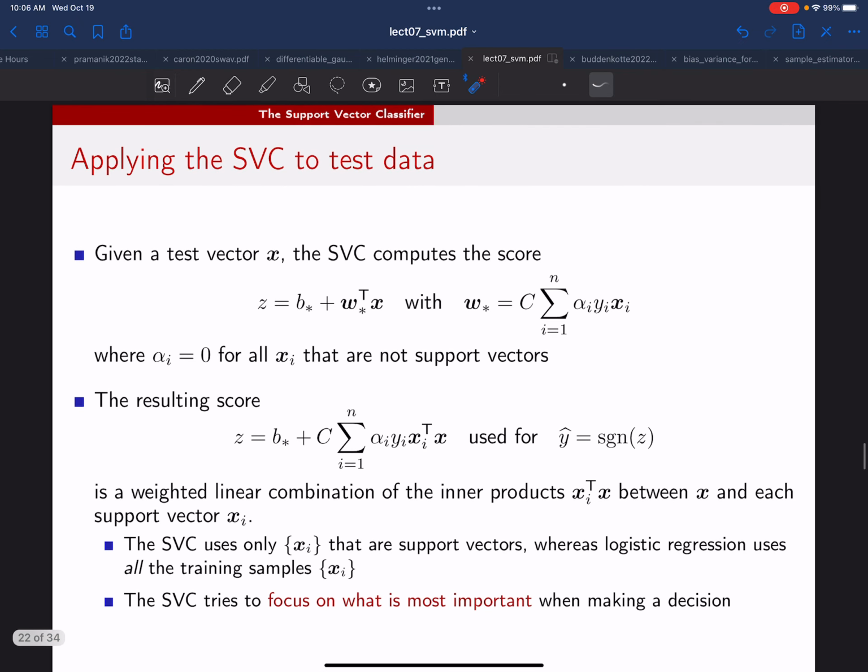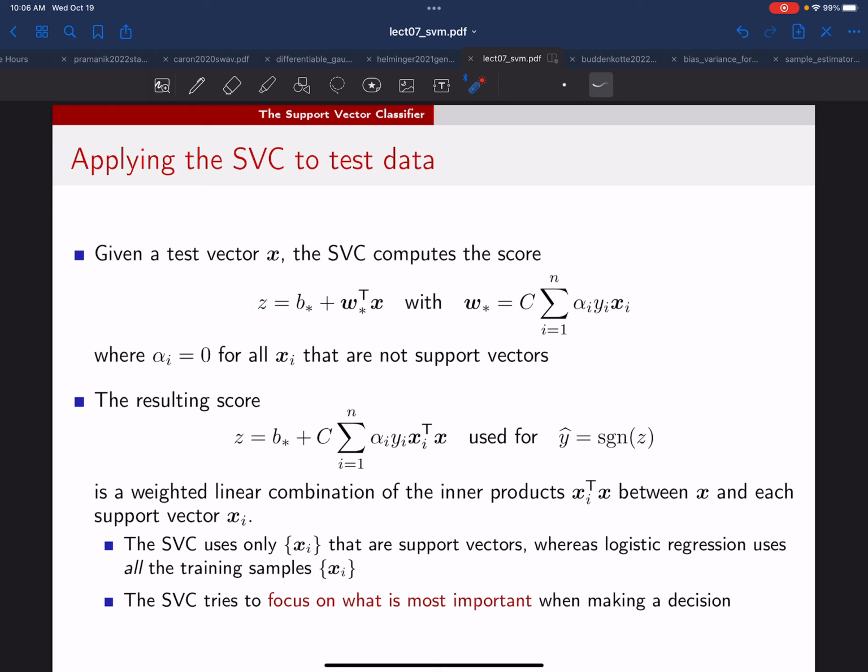So we've talked a lot about how to train the support vector classifier. Now let's talk about applying it to test data, or classifying test data. Remember that once it's trained, we have these parameters b star and w star. If we're given a new test vector x, as we know with any linear classifier, we first compute the score z. If z is greater than 0, we believe it's more likely that the label is 1. And if z is less than 0, we believe it's more likely that the label is not equal to 1.